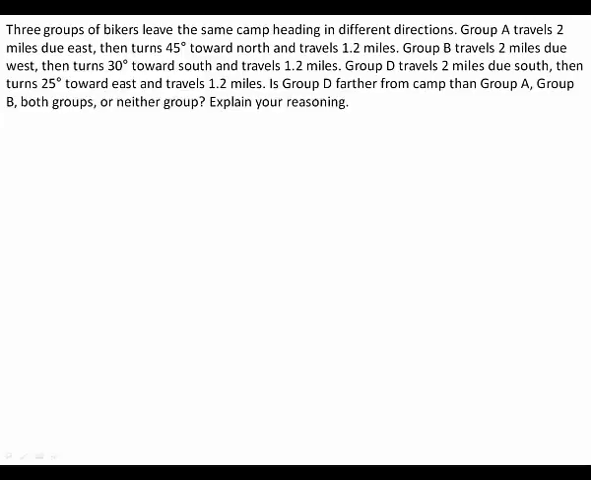Three groups of bikers leave the same camp heading in different directions. Group A travels 2 miles due east, then turns 45 degrees toward north and travels 1 2/10 miles. Group B travels 2 miles due west, then turns 30 degrees toward south and travels 1 2/10 miles. Group D travels 2 miles due south, then turns 25 degrees toward east and travels 1 2/10 miles.